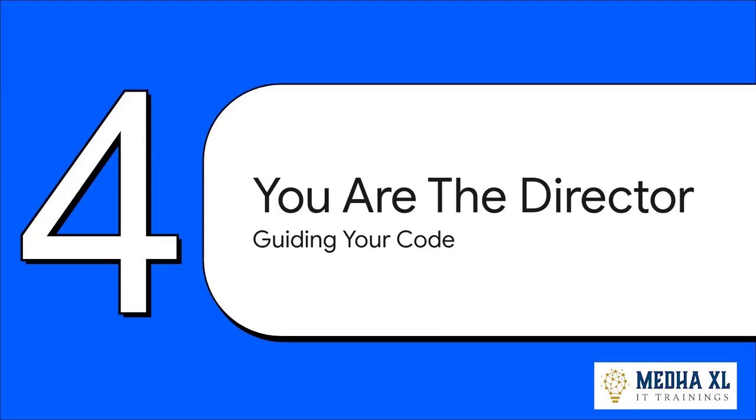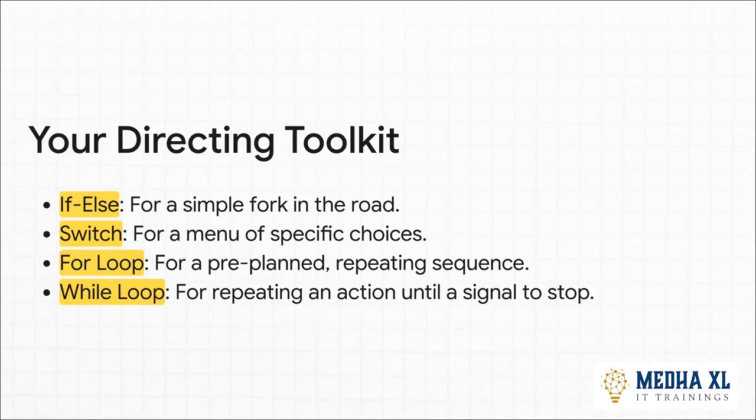So when you start to put all these different pieces together, you realize you're not just writing lines of code anymore. You're actually becoming the director of a really complex system of logic. So here it is. This is your core directing toolkit. And knowing which tool to use is the key. Use if-else for any simple two-way fork in the road. When you've got a whole menu of distinct options for one variable, a switch is almost always cleaner. For a sequence that repeats a set number of times, the for loop is your best friend. And when you need to keep doing something until you get a signal to stop, the while loop is the perfect tool for that job.